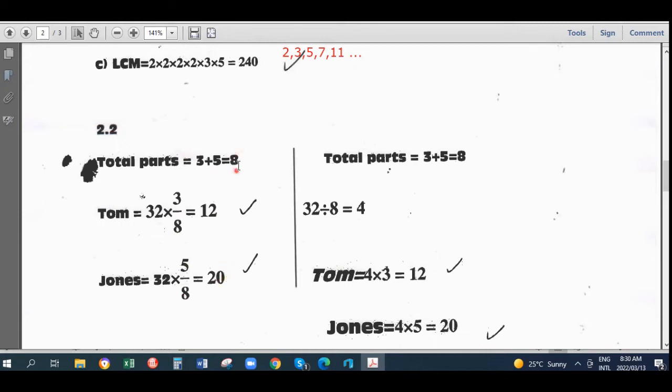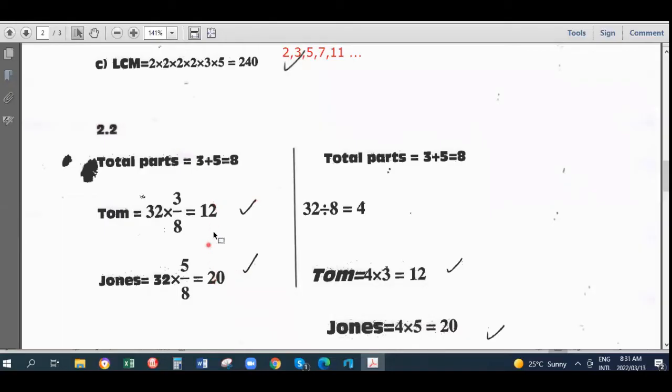And so your total parts were 8, but it's 3 out of 8 for Tom and 5 out of 8 for Jones. That's one way of working out. You are allowed to use another method, but I'm going to focus on this, where it's the number of parts out of the total parts times the amount. So 3 out of 8 times 32, 5 out of 8 times 32. That gives you 12 and 20.